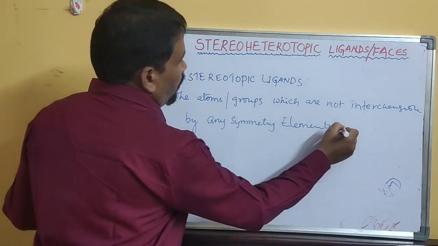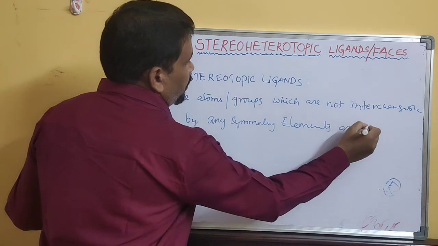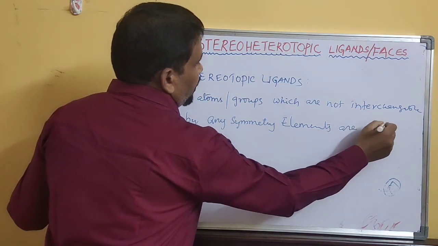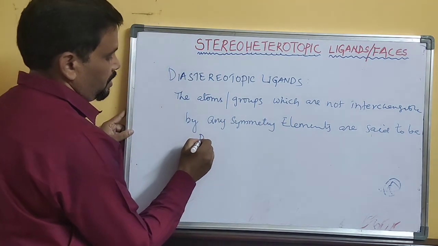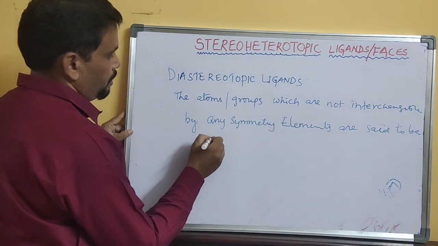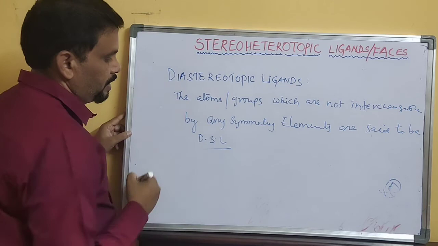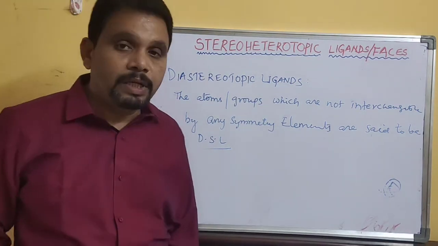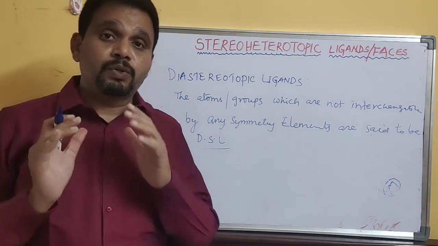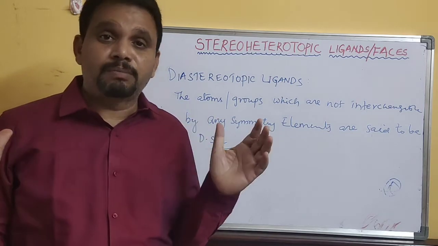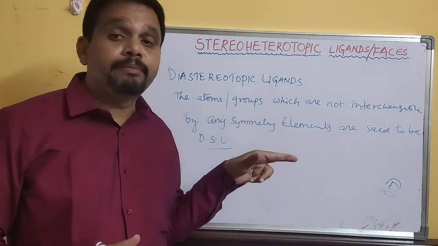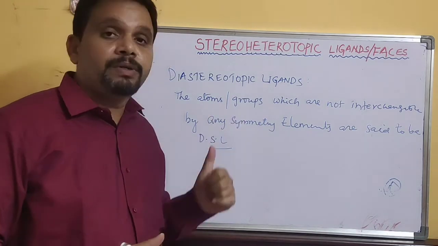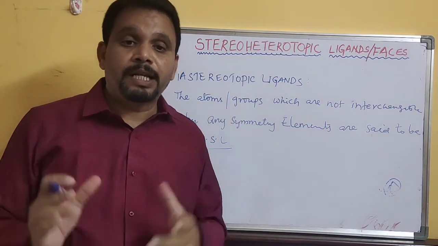Are said to be diastereotopic ligands, DSL. Okay, the atoms or groups which are not exchangeable or interchangeable by any symmetry elements are said to be diastereotopic ligands.